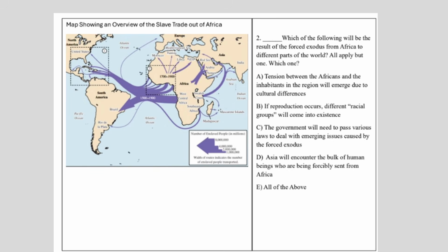Tension between Africans and the inhabitants of the region will emerge due to the cultural differences. That is definitely a possibility. You know, as these people go here, what's going to happen as they interact with other groups? If reproduction occurs, different racial groups will come into existence. That is also going to be something that's going to take place. The government will need to pass various laws to deal with emerging issues caused by the forced exodus. That counts. Asia will encounter the bulk of human beings who are being forcibly sent from Africa. This is entirely wrong. Most of the people are going here, so the correct answer would be D.